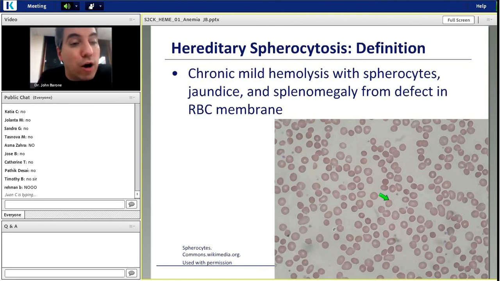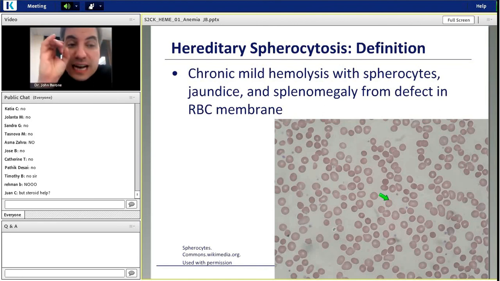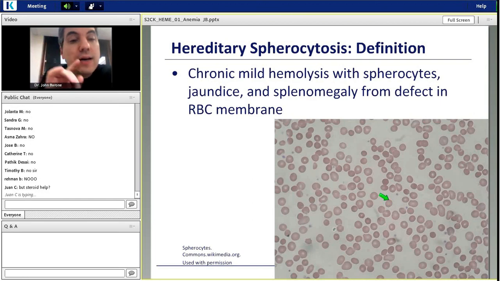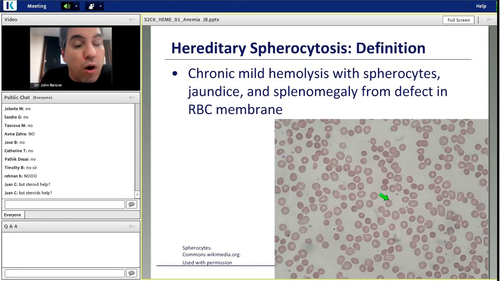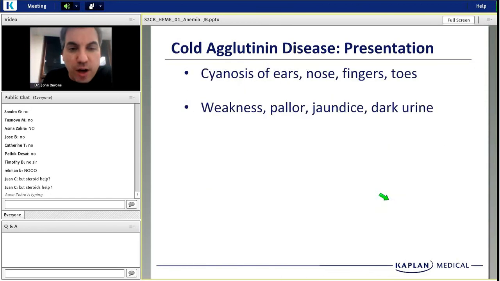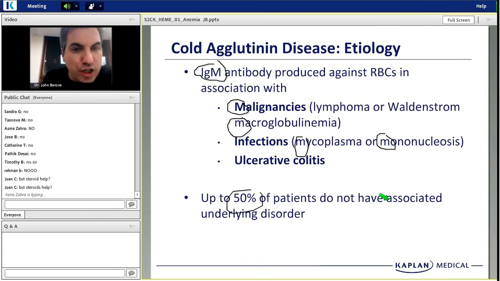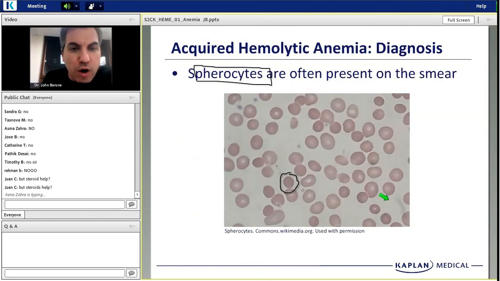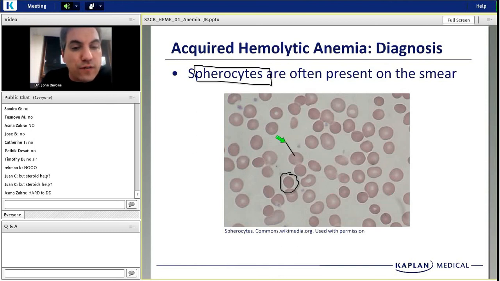All right, now you have to compare hereditary spherocytes to autoimmune. Autoimmune, the IgG one, had spherocytes. So let me go back here. Let me just make sure we got this. This was IgM, cold agglutinin. If I go back here, this spherocyte, these are going to be coated with IgG. IgG on the surface here. And these are going to be destroyed in the spleen. So they're going to get splenomegaly.